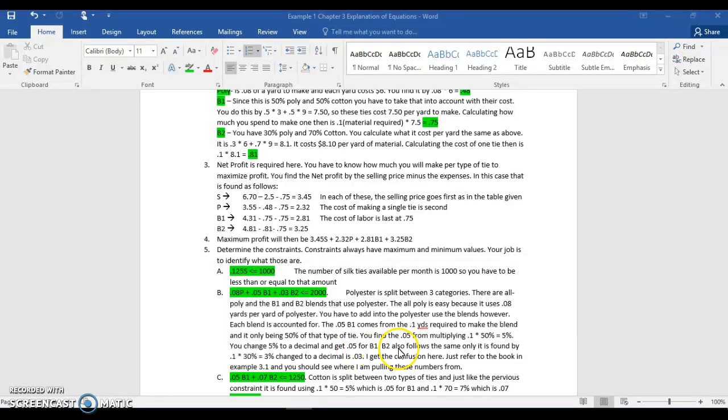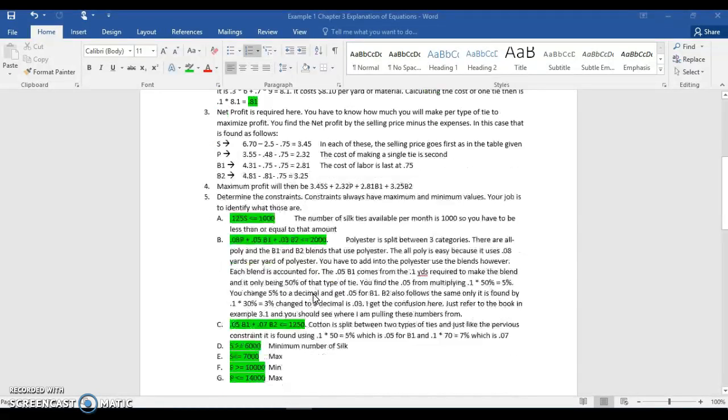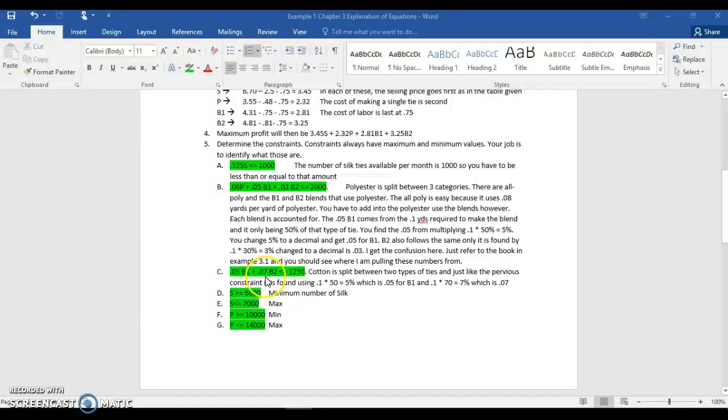B2 is the same way. You have to find out how much you're using for that one only. Out of the 0.1 yards of silk, you're only using 30% of it, so that would multiply and give you 3%. So you're doing 3% times the B2 type. All of that has to be less than 2,000, which is the maximum amount of ties you can make for that month. So this right here is the cotton ties.